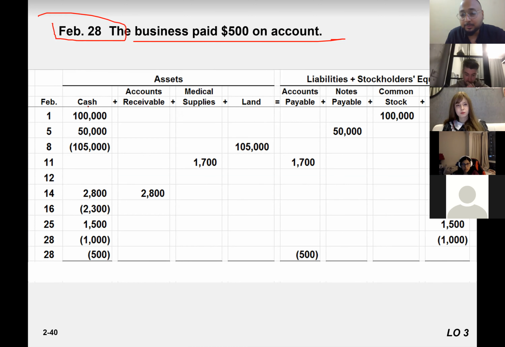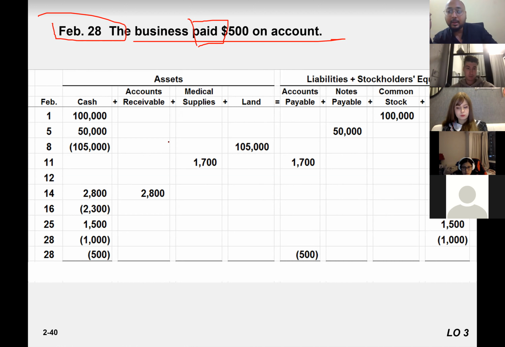So what is the operation of the business? It sells goods to customers and purchases goods from suppliers. So the business paid 500 on account means the business will pay 500. Previously, it received goods from the supplier and now it paid back, right? If the question says the business paid 500 on account on rent, then you know this is the rent that we are paying. Otherwise, if the question is silent, always remember that we're talking about suppliers.